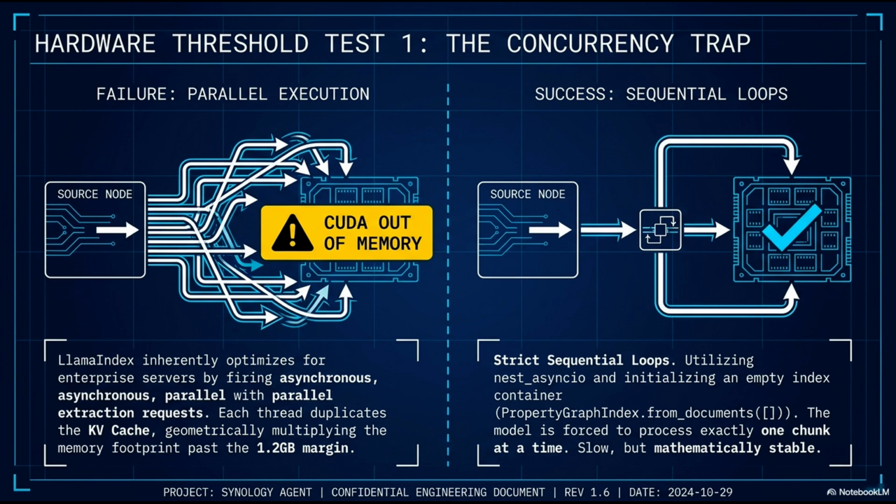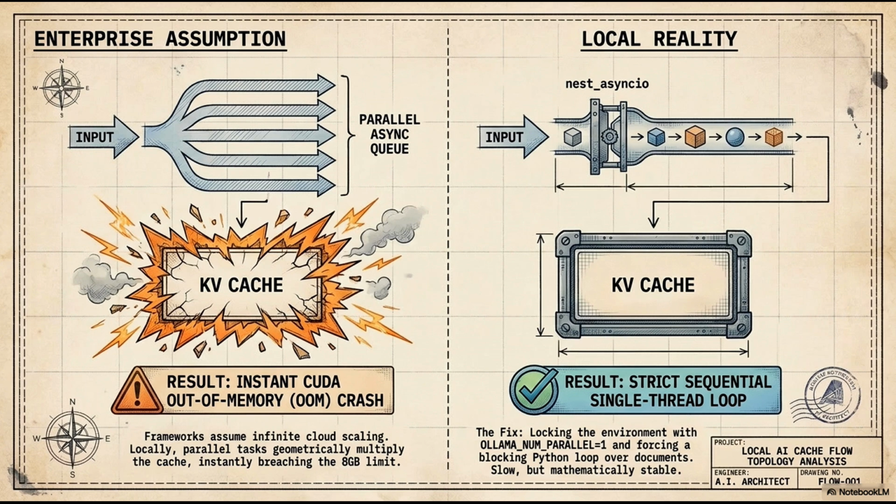Even though Vitally had previously configured his system environment with the variable OLLAMA_NUM_PARALLEL=1 to force a single stream. Right. That environment variable tells Ollama to only process one request at a time. But it doesn't stop LlamaIndex from throwing 10 requests at the server's API endpoint all at once.